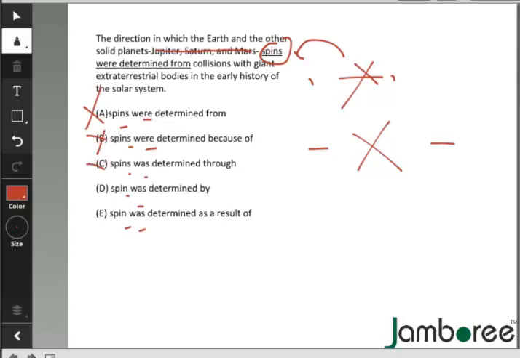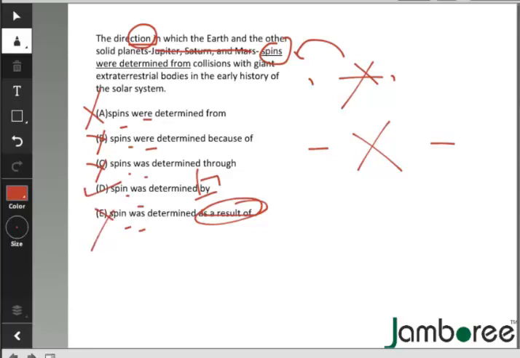You are left with spin. Now both of them were determined, right? So the direction was determined by, as a result of... determined by is the correct usage, right? You always determine something by something. Moreover, this is the shorter, more concise version with the same meaning, so you go with D.